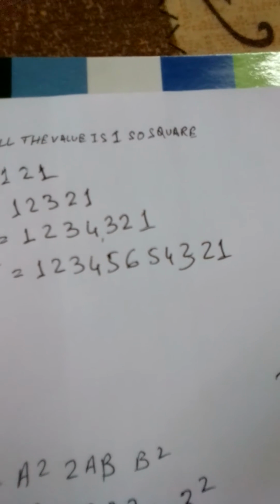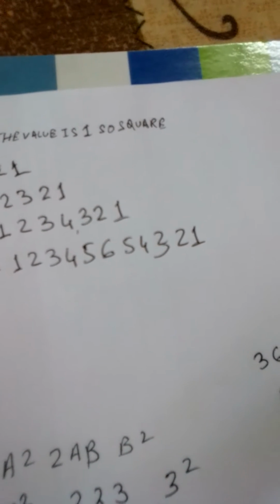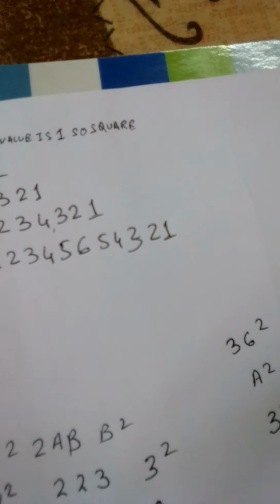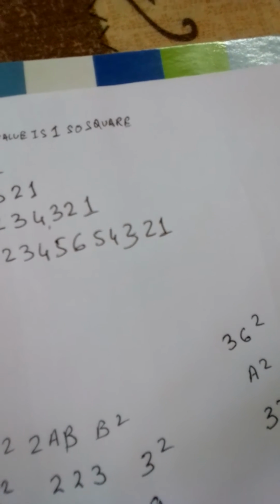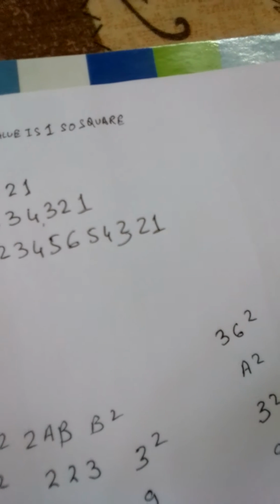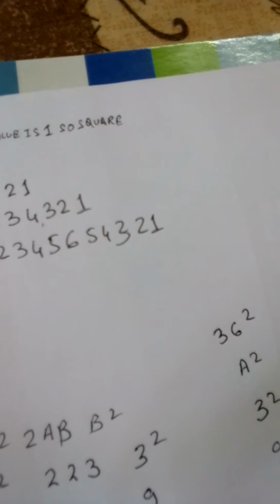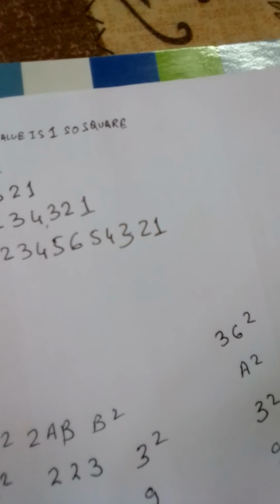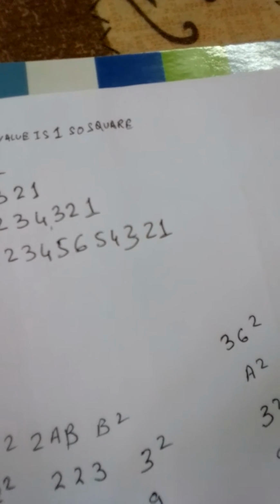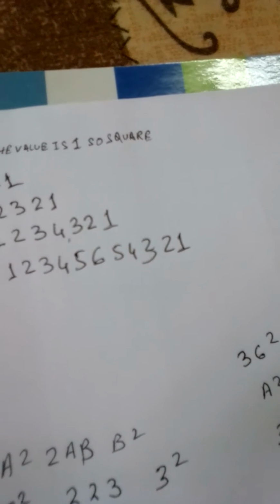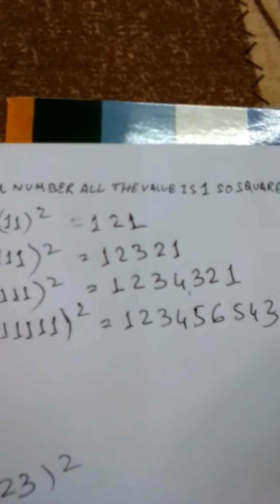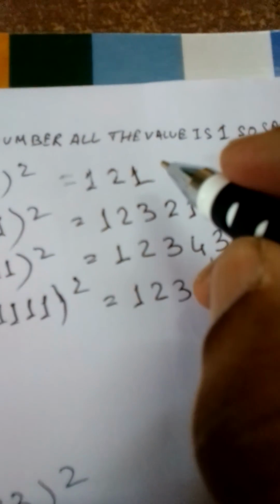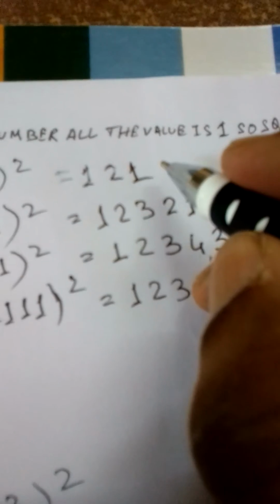We are going to learn about squares. First of all, we have to remember some rules which will help us to solve the problems in our examinations. As we know, if we keep in mind these formulas, they will help us in the examinations. Let us start with squares. Here, 11: we all know the square of 11 is 121.